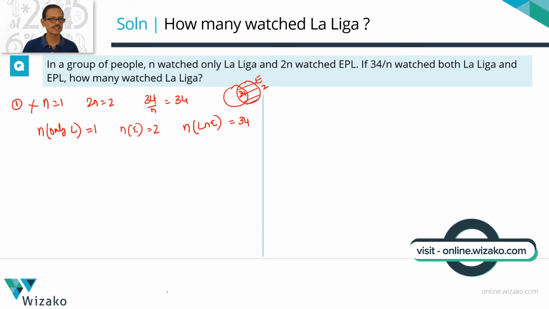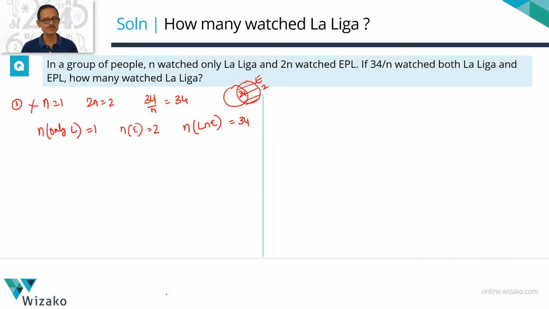Pause the video at this point. Check out whether it will work for N equals 2, will it work for N equals 17, will it work for N equals 34. Whichever values it works, for that value, compute N of only L plus N of L intersection E, combine those two, add those two, find the answer and mark that answer. Do that and come back to the video to check whether our answers match.